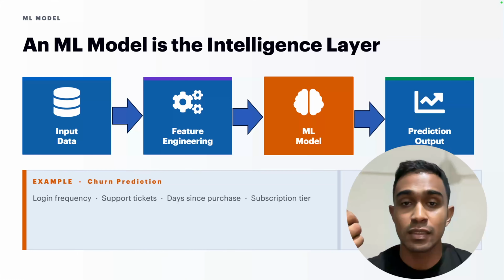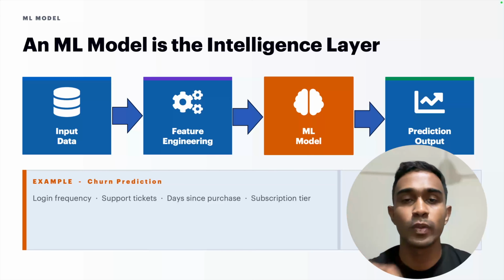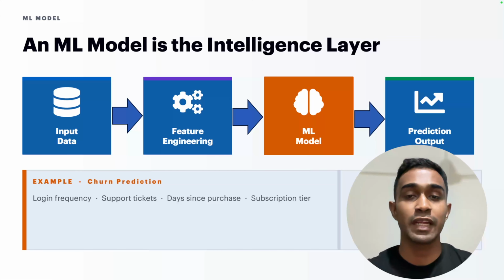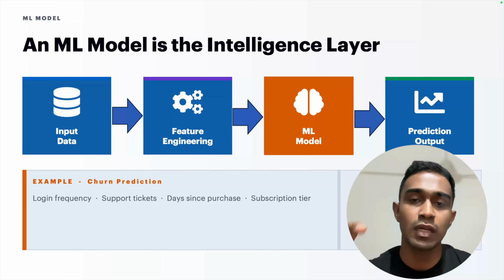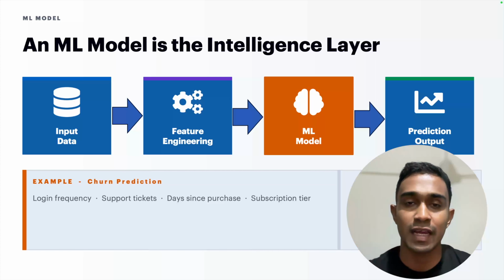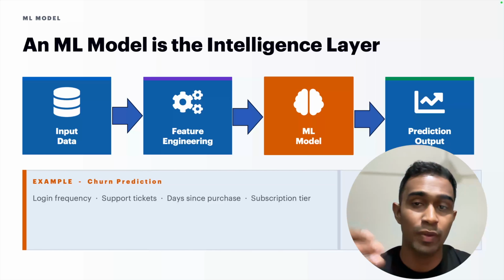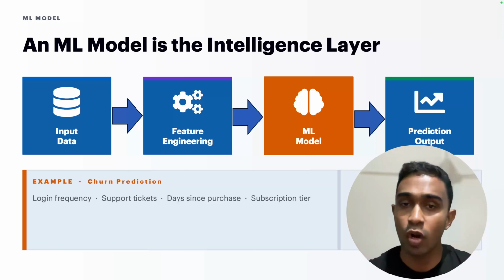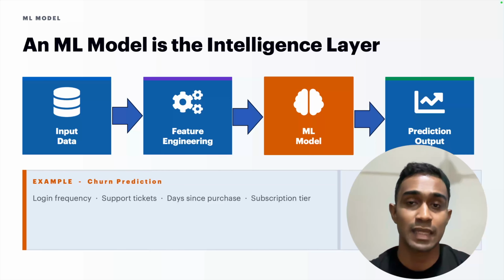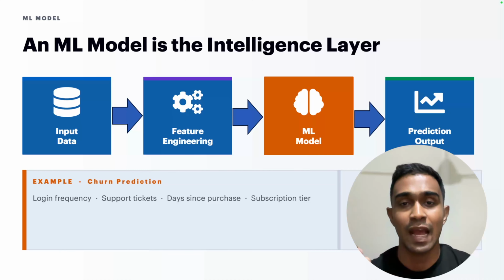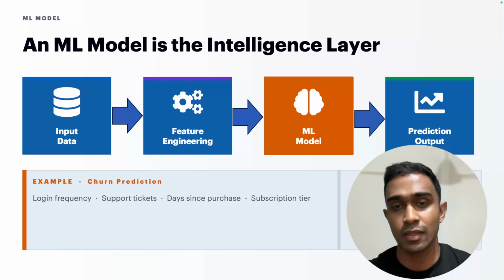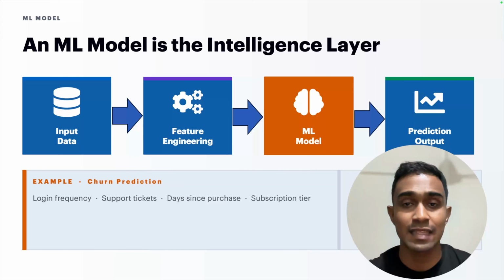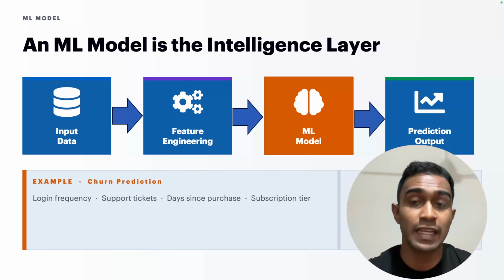Let me give you a simple example. Say you work at a subscription company and you want to predict which customers might cancel. That's called churn prediction. Your features could be things like how often a customer logs in, how many support tickets they have raised, how long it's been since their last purchase, and what subscription plan they are on. The model studies past customers, the ones who stayed and the ones who left, and learns which patterns are linked to cancellation. Then, when you give it a new customer's data, it can say something like, this person has a 78% chance of leaving in the next 30 days.